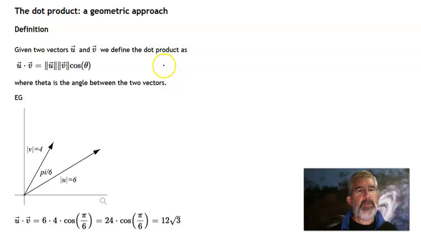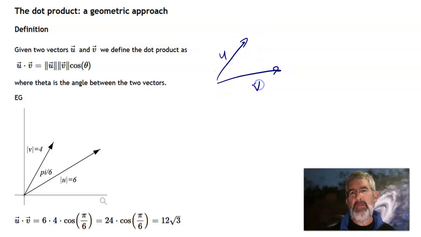Anyway, some other things to notice is that the book only gives this definition in R2 and R3 because they don't believe in geometry in higher dimensions, I guess. The notion of what's the angle in between the vectors, right? If this is the vector u and this is the vector v, then the angle in between the vectors is this angle right here.